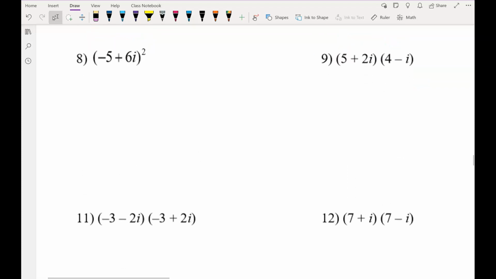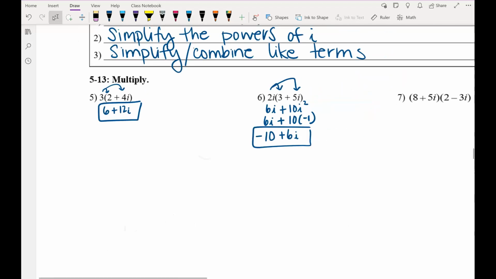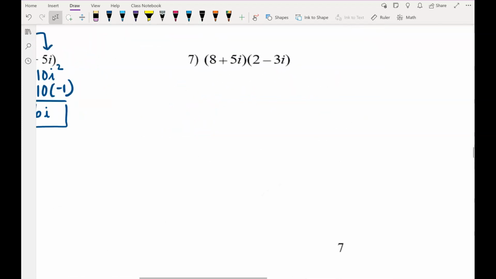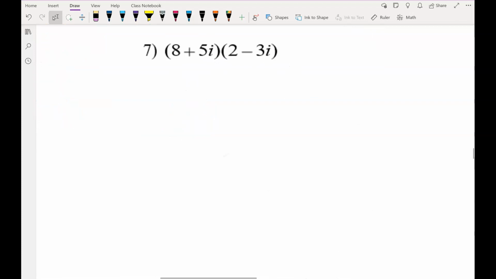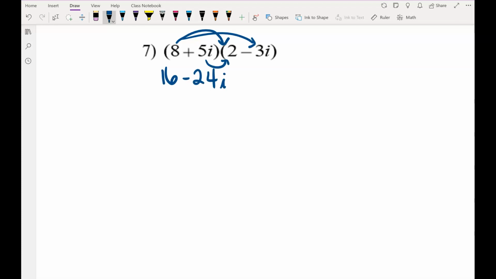Number 8. No, it's not it? 7. Oh, I'm sorry. I missed that right side. I lied. 7. FOIL. Here we go. 8 times 2 is 16. 8 times negative 3i is negative 24i. 5i times 2 is 10i. I'm sorry, I just gave the answer. Yeah, I do that a lot. 5i times negative 3i is negative 15i squared. Box it up, call it a day, take a nap. No. Combine these for me. What's in the middle?